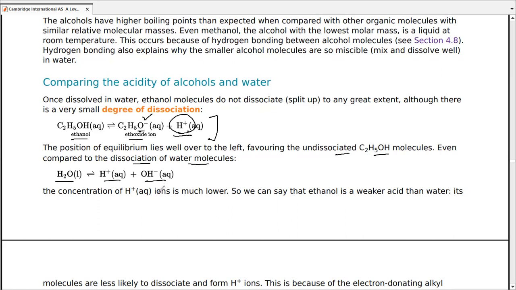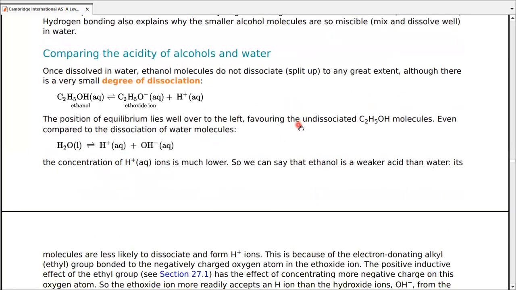We have studied that back in the acid alkali chapter. The concentration of H+ ions is much lower, so we can say that alcohol is a weaker acid than water. Its molecules are less likely to dissociate and form H+ ions. When we say something is a weaker acid, it means that it produces fewer H+ ions than water. Now, we need to understand why ethanol is a weaker acid than water, which means water can easily break up and give H+ ions in comparison to ethanol.